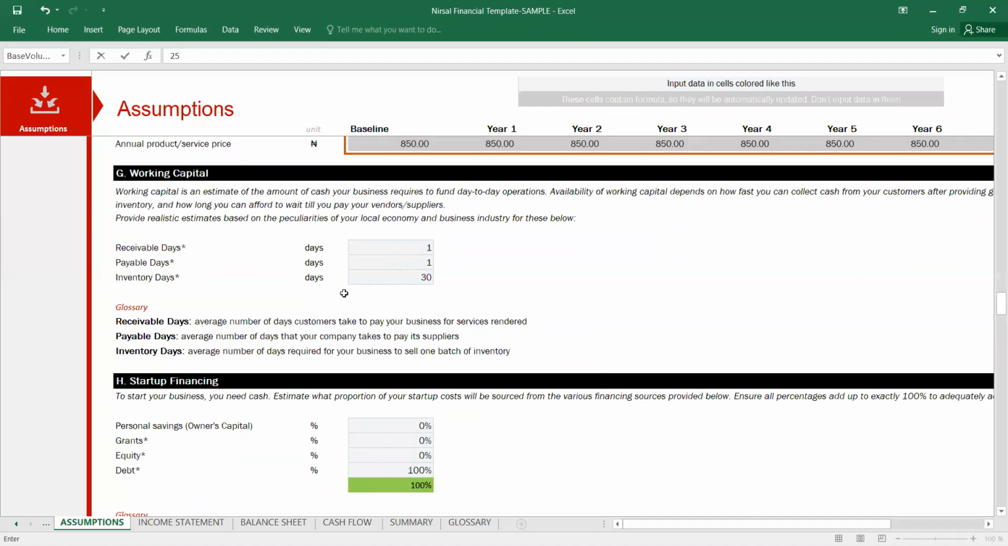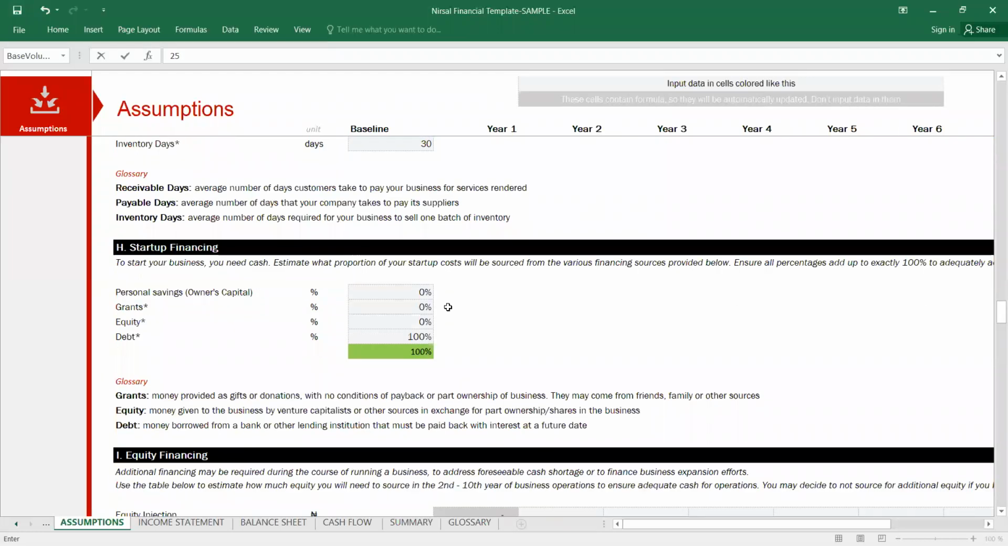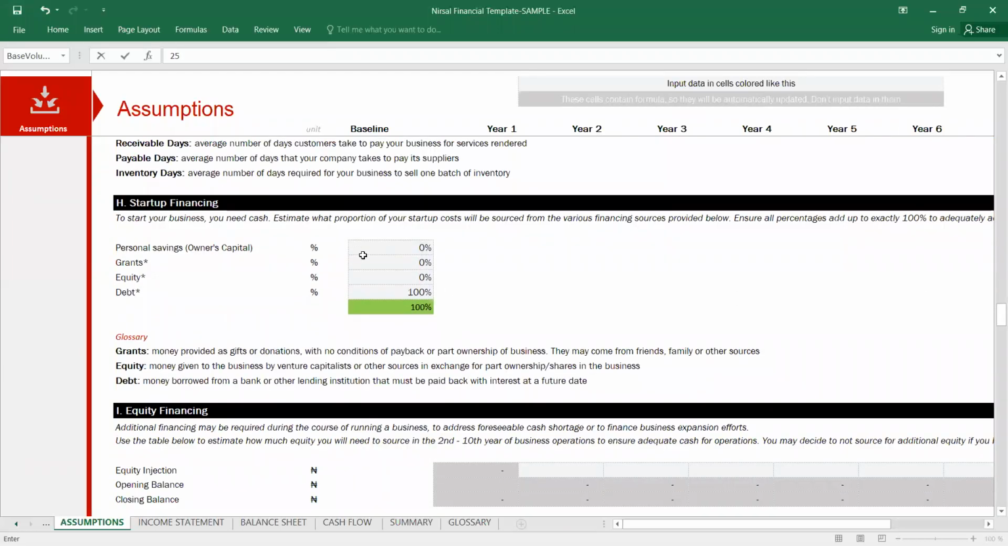Then at the end, your inventory of raw material, how many days does it take you to keep all the stock? It is 30 days that they put. It depends on your nature of business. Then by the time you come here, what you need these things for is 100% loan. That is what you need for the business. So put 100% loan. You don't need to touch here. Just put loan 100%. The rest 000.